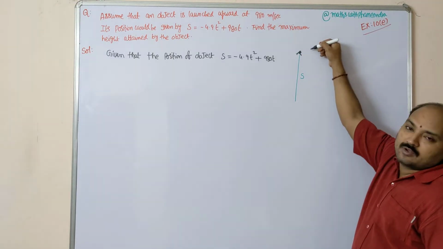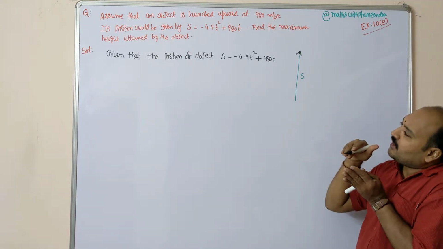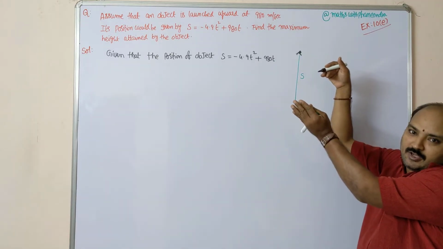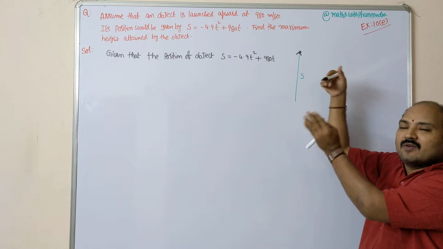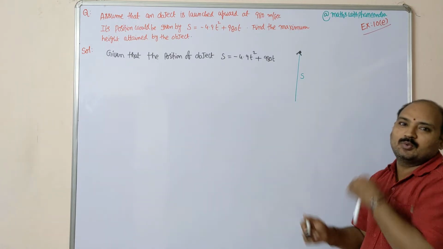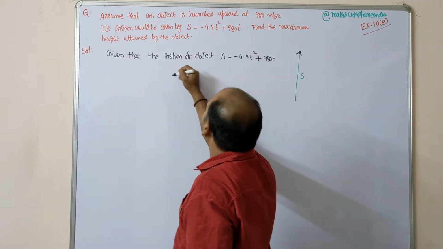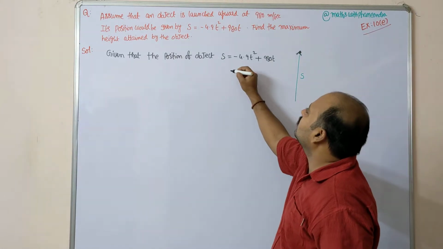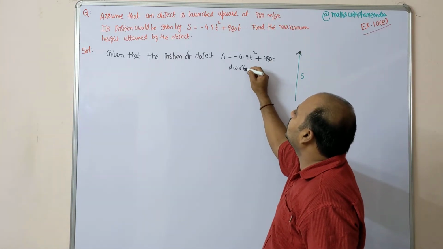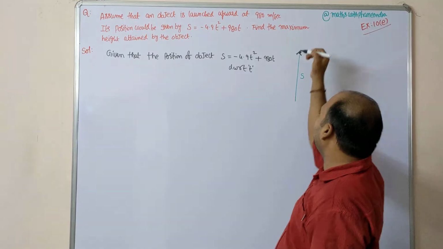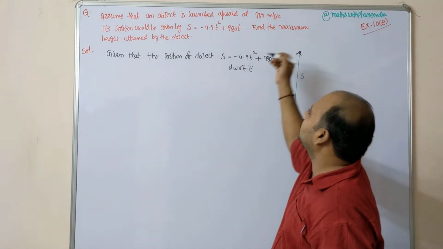From here to here. When the object reaches maximum height, at that place the velocity of the object is 0. So, given the position, we need to calculate the velocity now. So, differentiate with respect to t. S is called the displacement, from here to here, the distance.